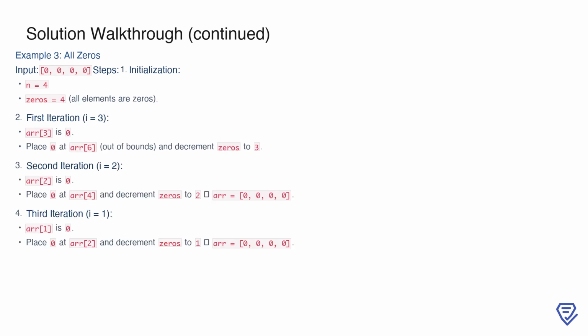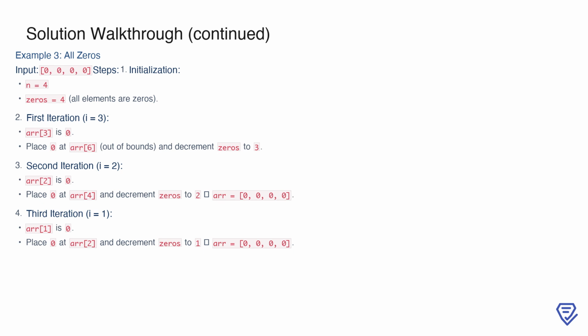In the third example, we have an input array of 0, 0, 0, 0, where all elements are zeros. First, we initialize n to 4 and count the zeros, which results in zeros equals 4. Now, during the iterations, starting with i equals 3, we find that arr[3] is 0. We attempt to place a 0 at arr[6], which is out of bounds, and decrement the zeros count to 3. At i equals 2, arr[2] is also 0. This time, we place a 0 at arr[4] and decrement zeros to 2, but the array remains 0, 0, 0, 0, since it's already filled with zeros.